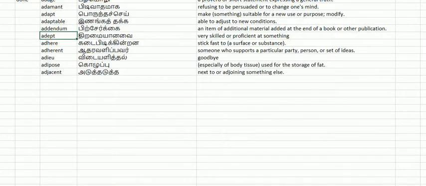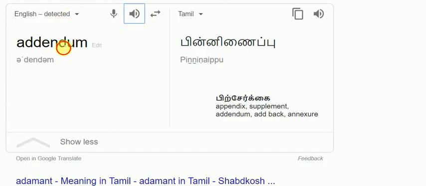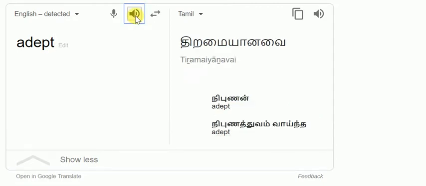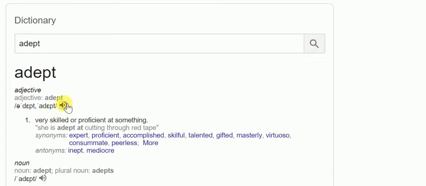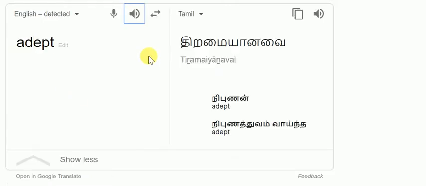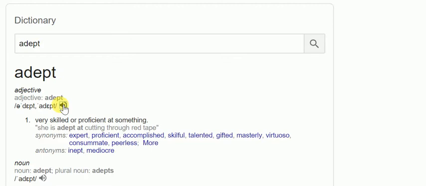Next word is adept. It means very skilled or professional at something. Someone who is very good in a skill and is special in their area, that person you can call adept. In Tamil we can say திறமையானவர். It means someone having very good knowledge and professionalism in that. That we call adept.